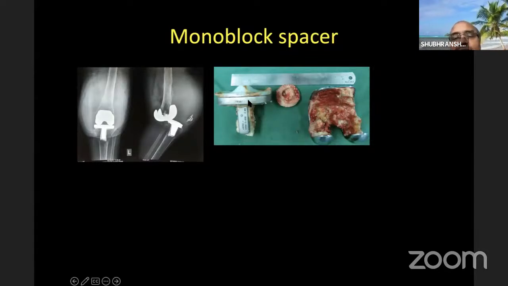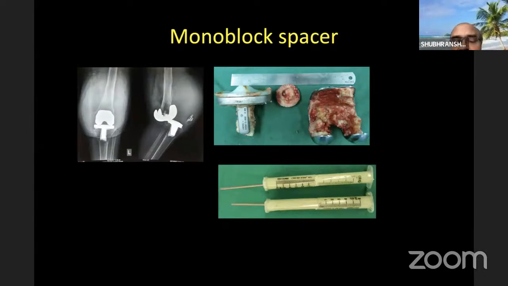There was a lot of cement in the implant. This was the earlier type of Howmedica prosthesis. At that time it was used very commonly, in 1998. And after taking it out, I prepared two cement dowels like this, using 5cc syringes.